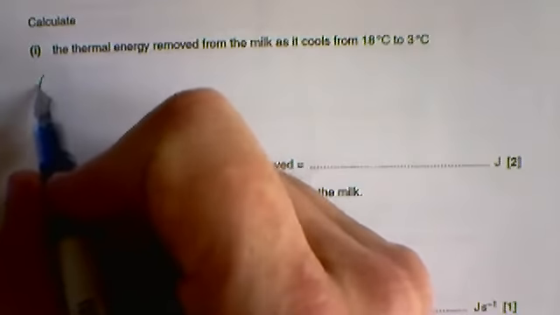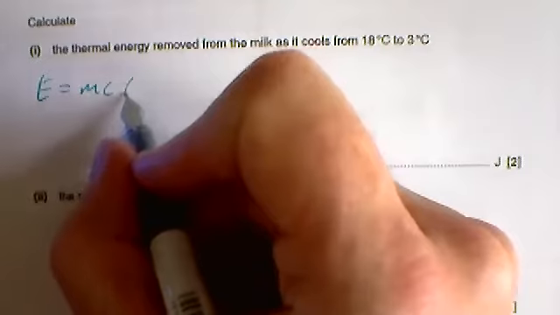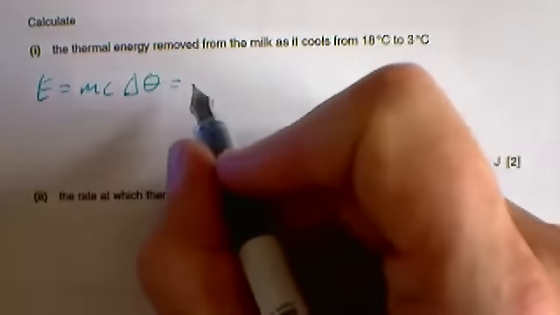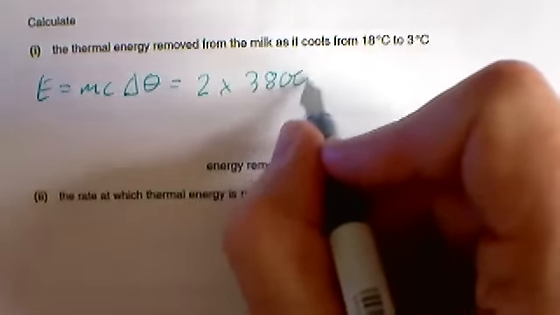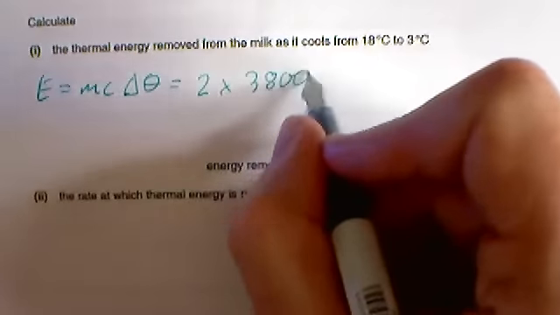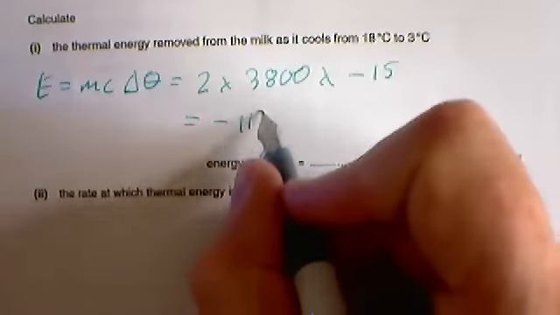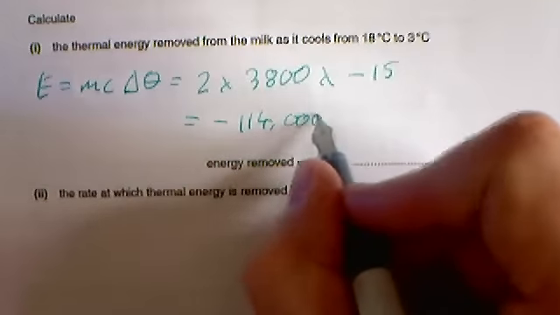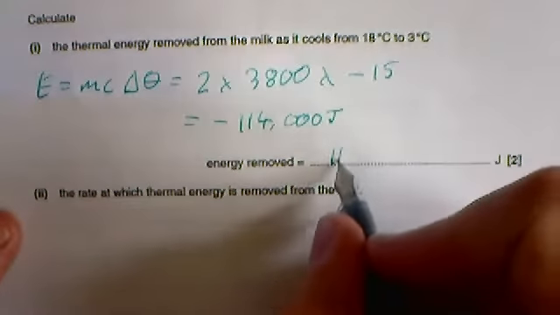So the energy removed again is mass times specific heat capacity times change in temperature. We've got 2 kilograms, specific heat capacity of milk 3,800, times minus 15, that is the change in temperature, it's dropped by 15 degrees. So that's going to equal 114,000 joules of energy removed from the milk.